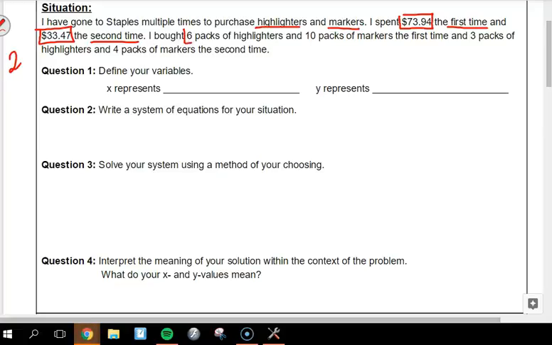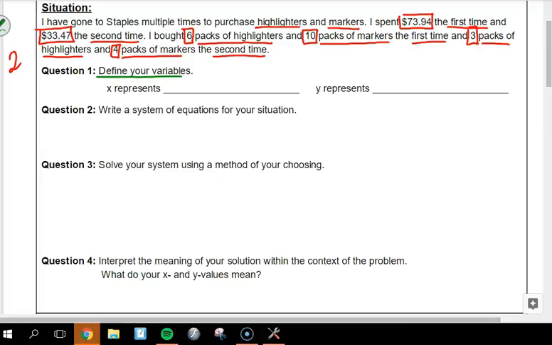I bought 6 packs of highlighters and 10 packs of markers the first time, and 3 packs of highlighters and 4 packs of markers the second time. So both times that we went to Staples, we bought highlighters and we bought markers.